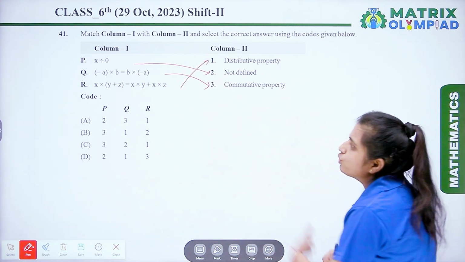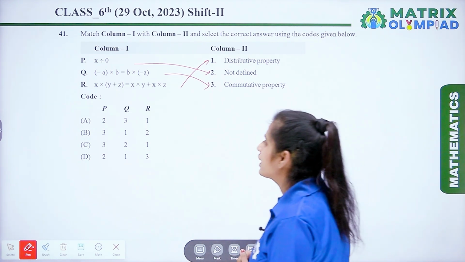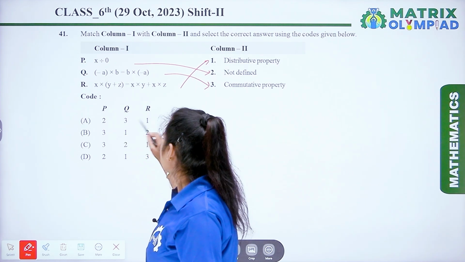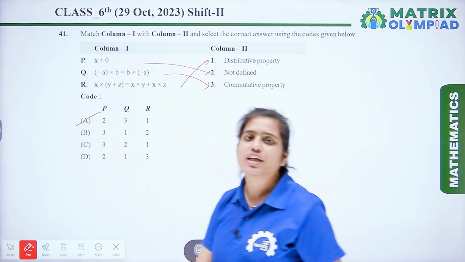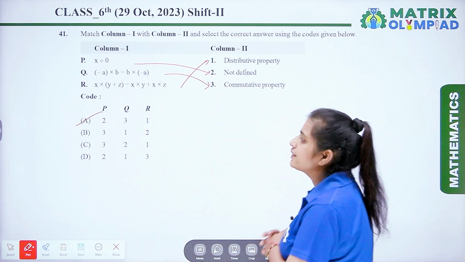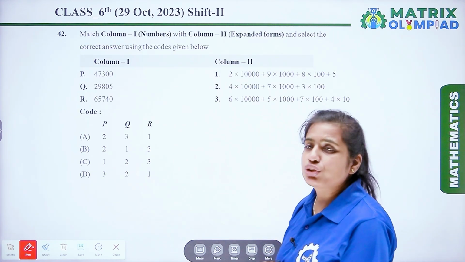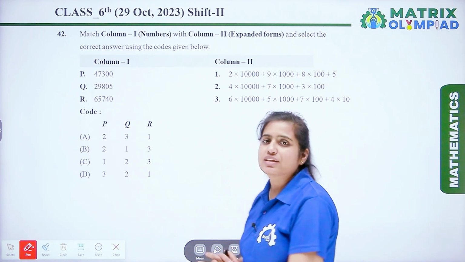So here 2, 3, 1 is the correct sequence. So 2, 3, 1 is in the option A. Here option A is the correct answer. Now in the 42 question we have to again do the match the following.